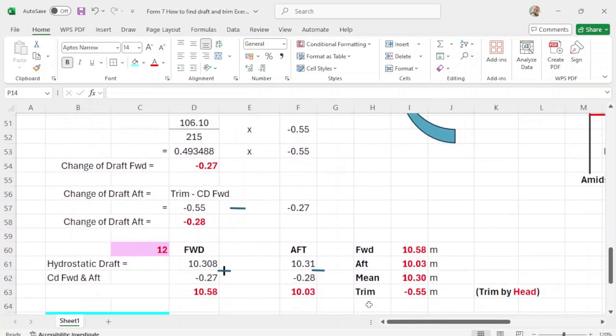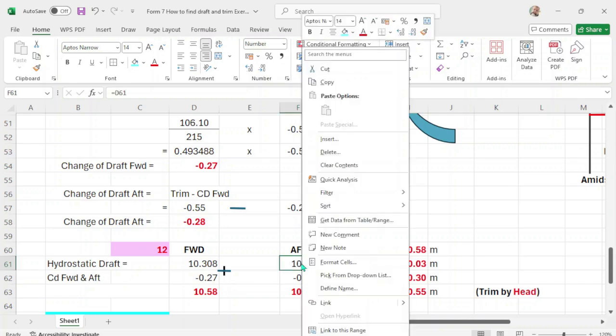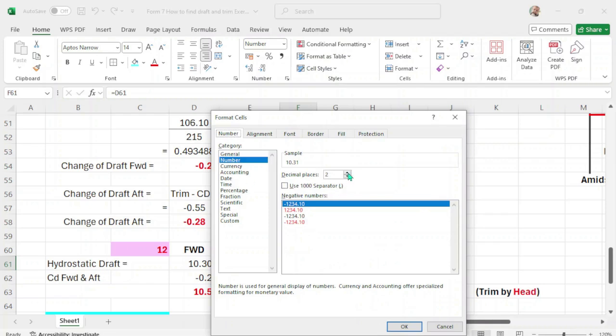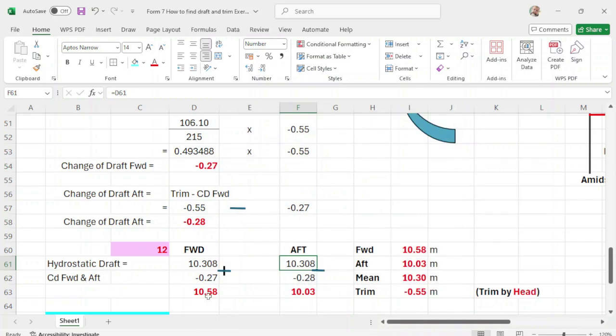So you put your initial hydrostatic drop of 10.308, got 10.31, should be the same. Okay, now here is how to apply the change of drop forward and change of drop up. Okay, I'll explain it to you guys.